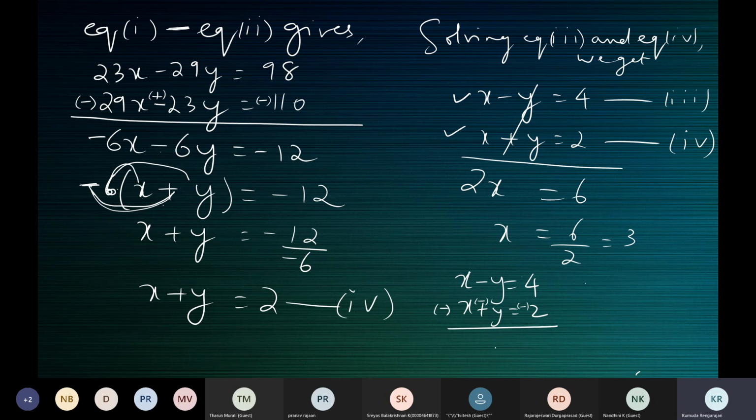Now what will happen? X and minus x will get cancelled. Minus y minus y is minus 2y is equal to 2. So y is equal to 2 by minus 2, which is minus 1. You got the same value which you got for y earlier. Now substitute this value of y, which is minus 1, in equation 3 or 4. You can put it in 1 and 2 also and get the same answer, but 1 and 2 have big numbers, so we use 3 and 4. You will get the value of x, which is 3.